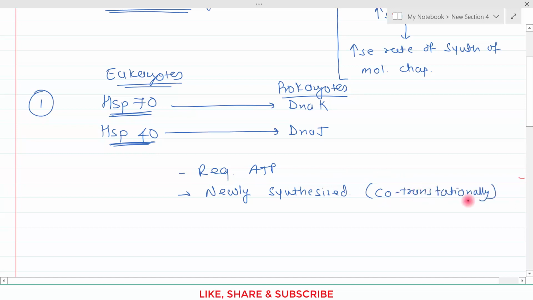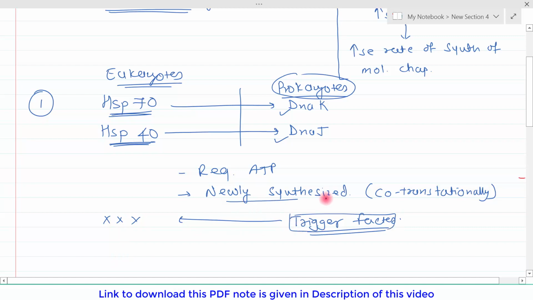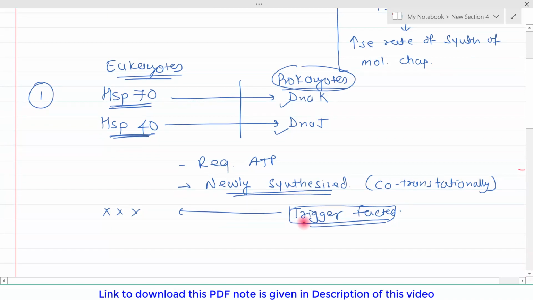Okay. Now, in the prokaryote, in addition to DnaK and DnaJ, there is a third variety of protein known as trigger factor. These trigger factors are found only in the prokaryotes. There is no counterpart in the eukaryote, and this trigger factor also works on newly synthesized protein. Okay, but the difference is that trigger factor does not require ATP.